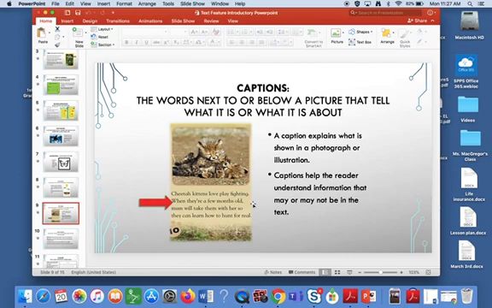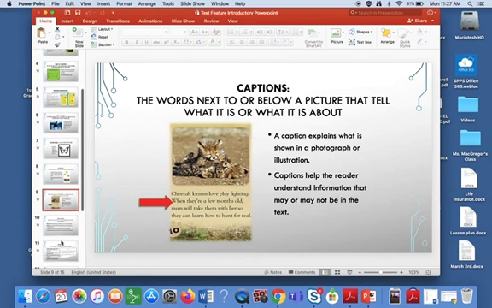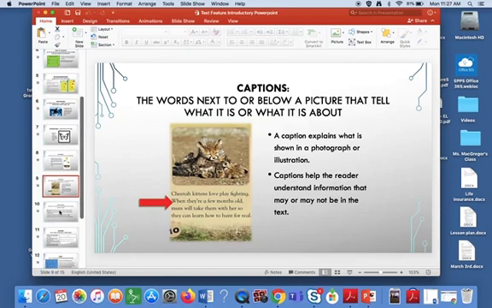Captions are really important to read because, like I said, they oftentimes have extra information that's not directly in the body of the text. Sometimes when we get asked questions, that information is actually in the captions and not always in the body of the text. So it's kind of a sneaky thing, but we need to make sure we're reading the captions as well.